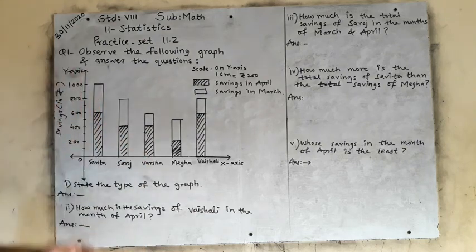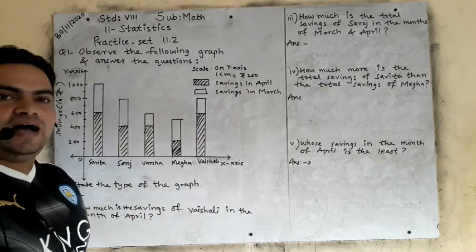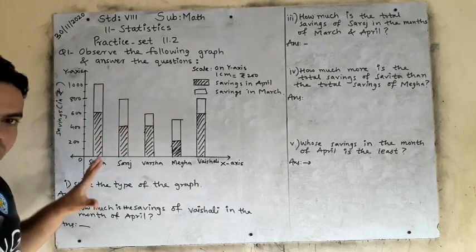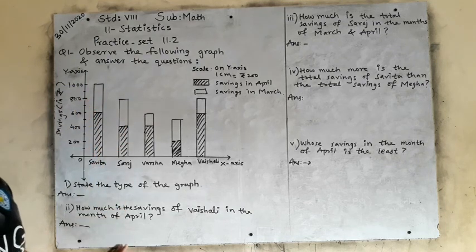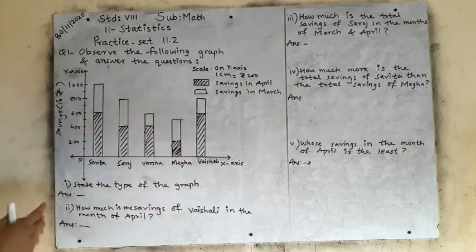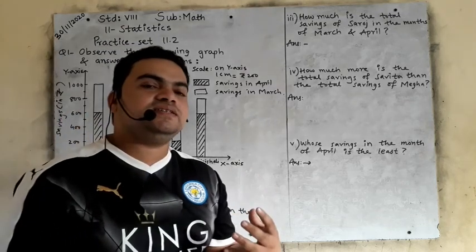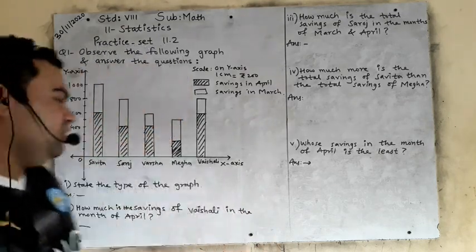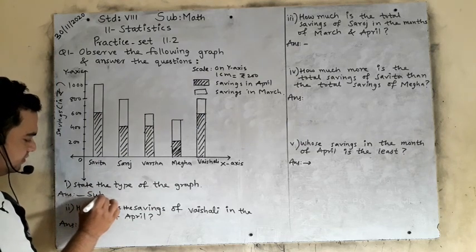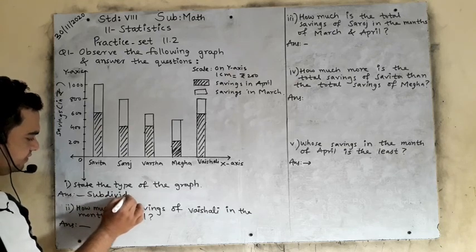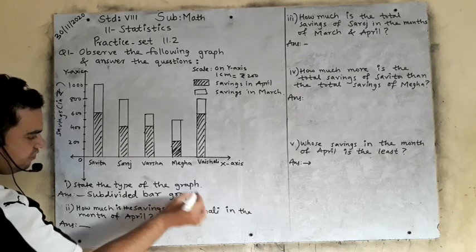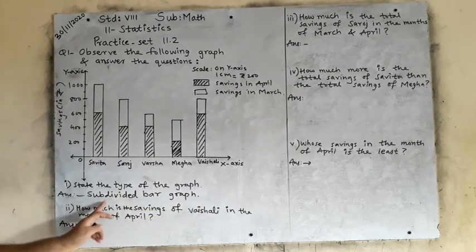Now see here, some questions are given below and we have to answer them. In the first question we only have to observe the graph, we don't have to draw. We have to observe and answer the following questions. Number 1, state the type of the graph. This graph is of which type? Just now I said this graph is a subdivided bar graph. So you will write: subdivided bar graph.